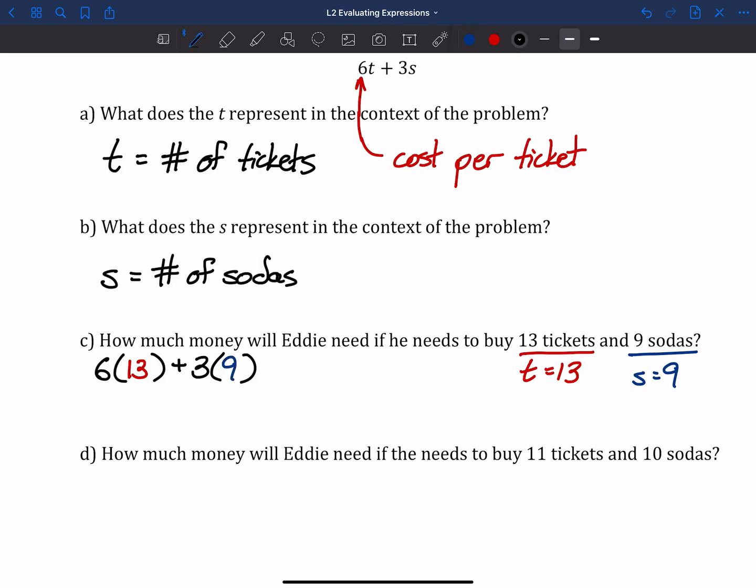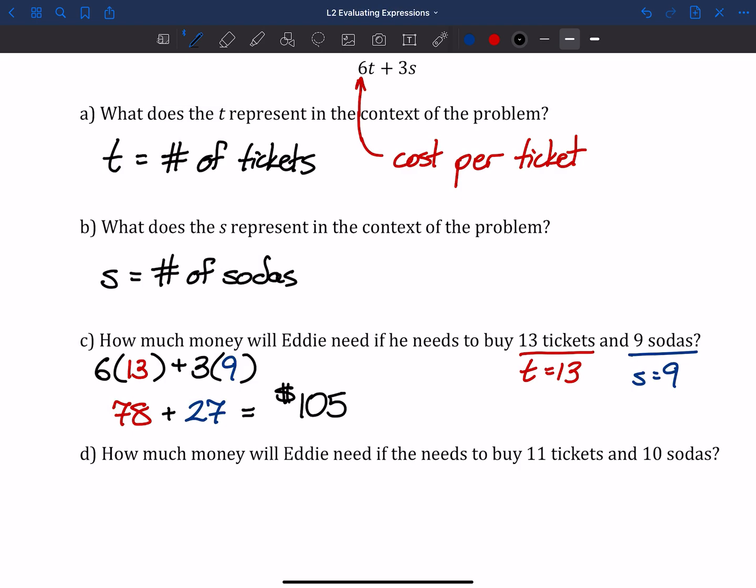So 6 times 13 is going to give us 78. Well, we'll say plus 3 times 9 gives us 27. And then all together, it's going to give us $105. Man, it feels like it costs that much to take like one other person to the movies. 13 tickets and 9 sodas for $105. Whew. Eddie really knows where to go.